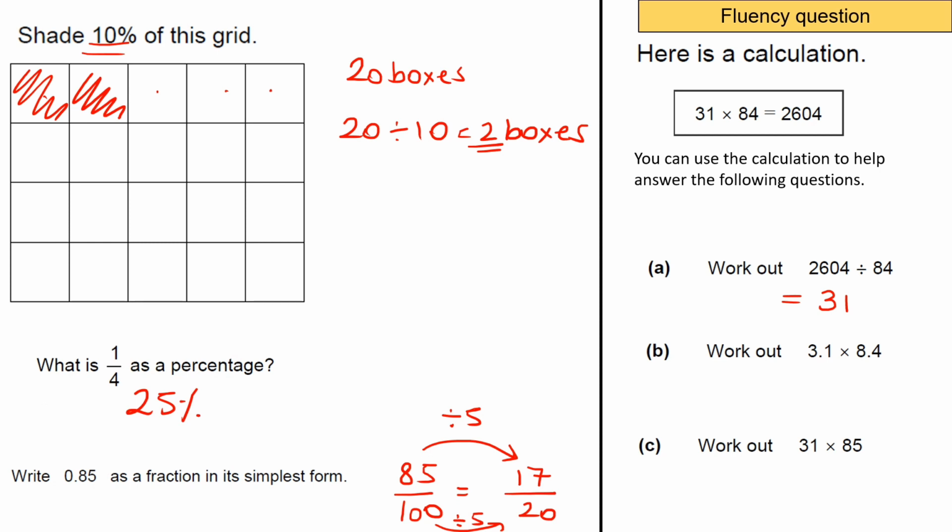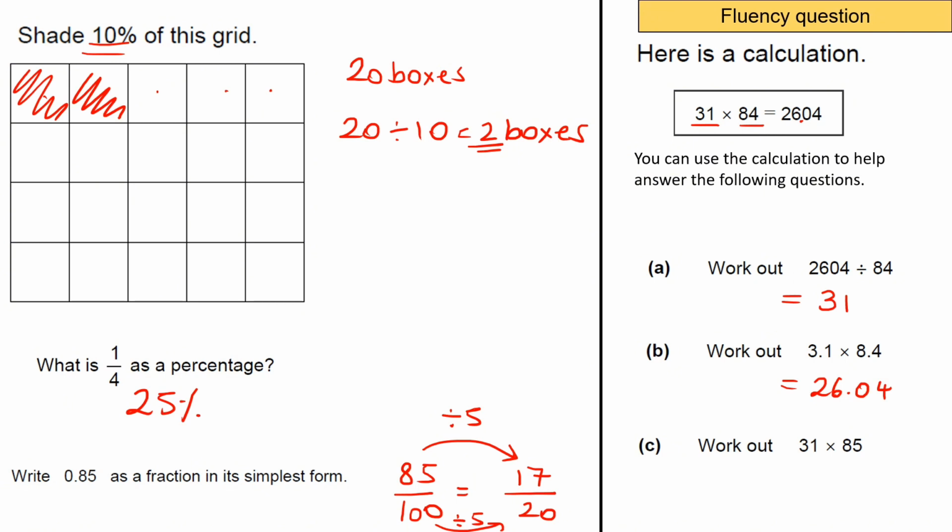The next one is going to be 3.1 times 8.4, so it's the exact same thing as this, but then there are 2 decimal places that need to be involved, so therefore it's going to be 26.04.